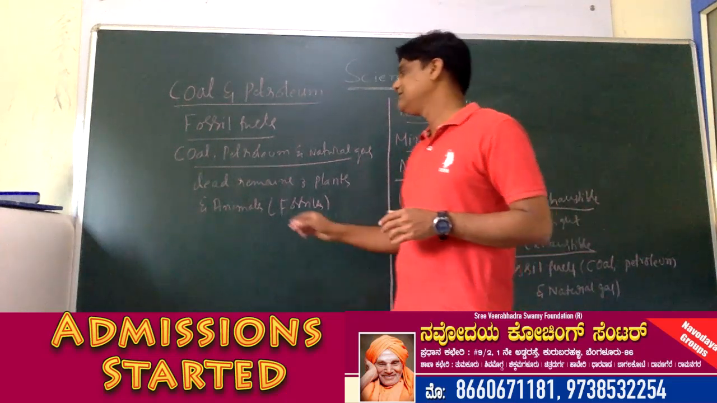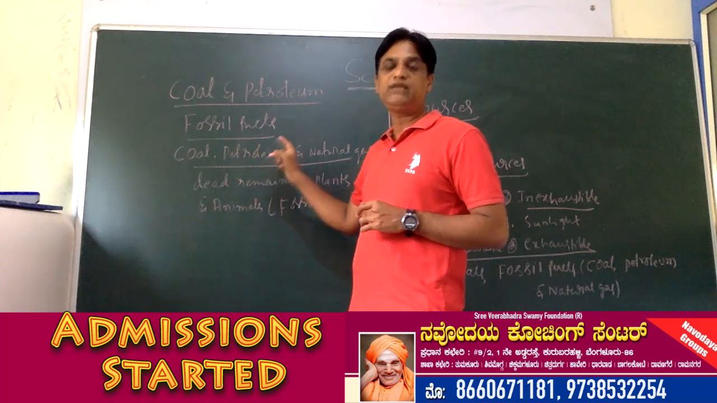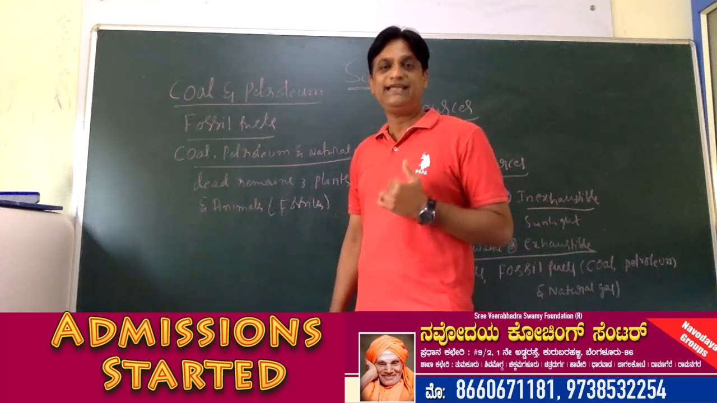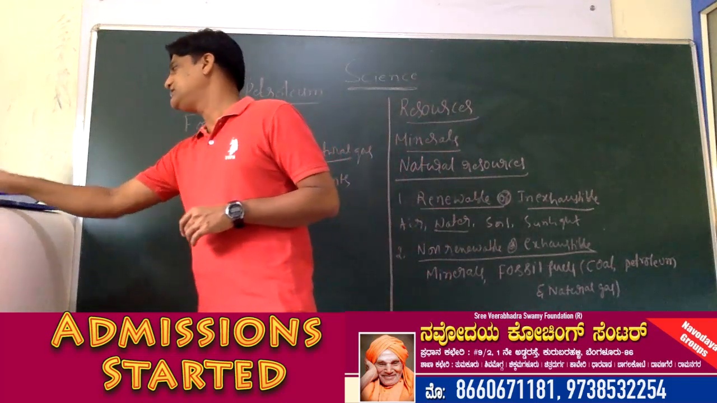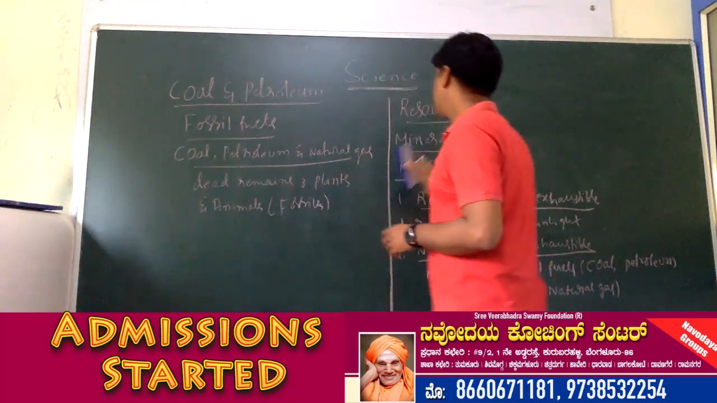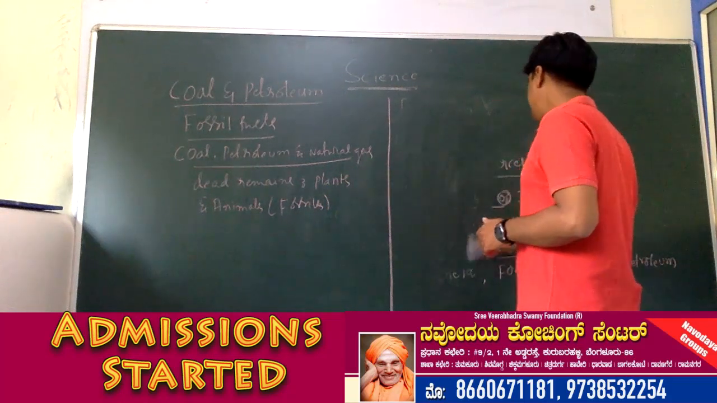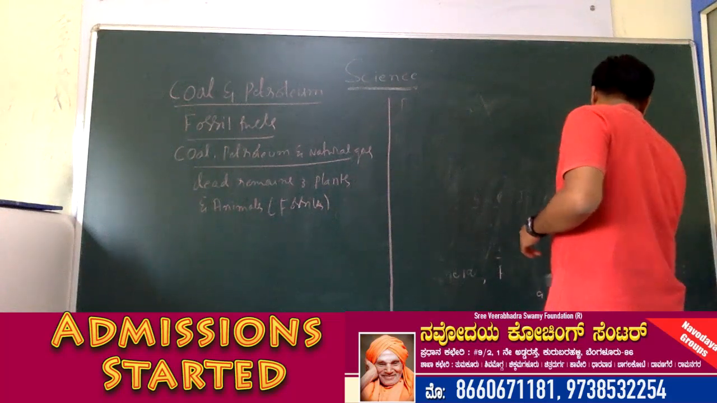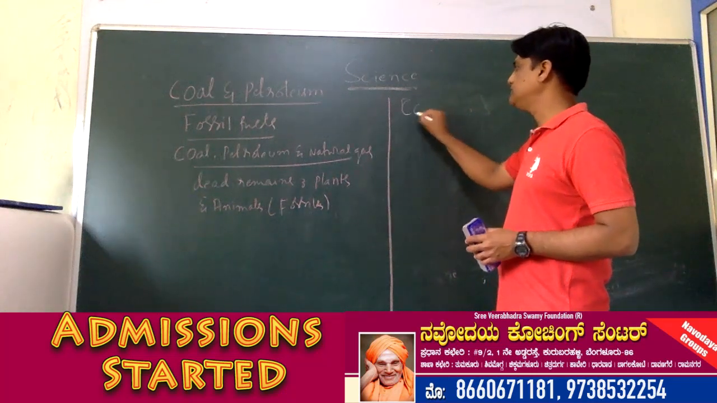So that's why it is very important to use these resources very judiciously. Here we are going to discuss in detail about coal, petroleum and natural gas. Just now I said they are called fossil fuels. Okay. So why are they called fossil fuels? Because they have been formed from dead remains of plants and animals. So first let us take coal.